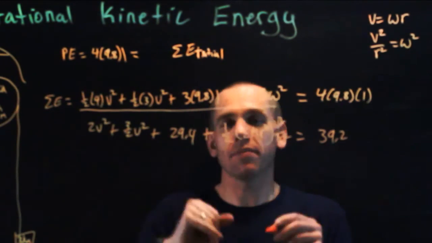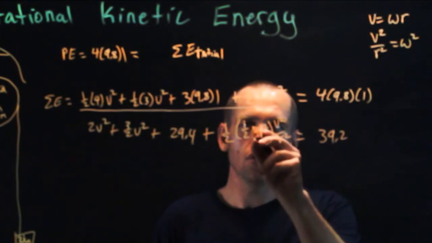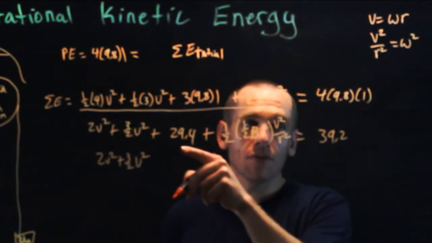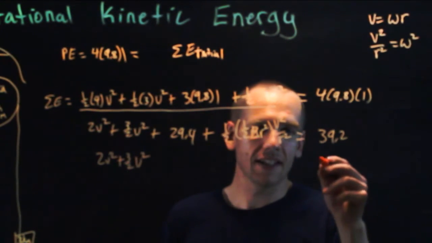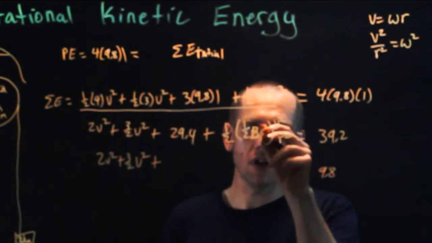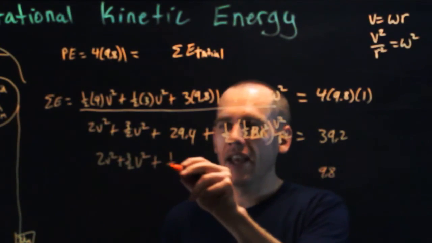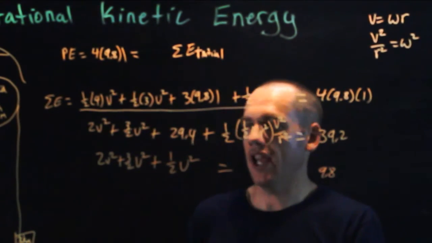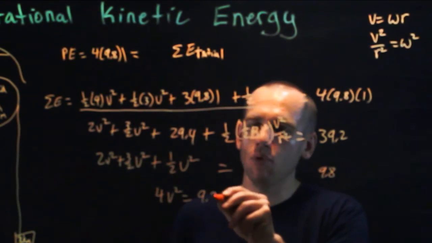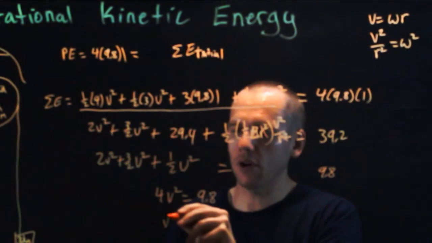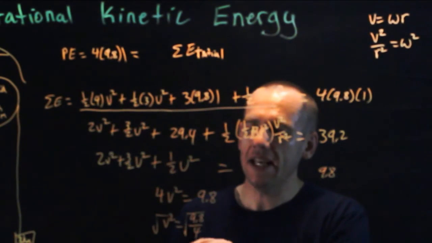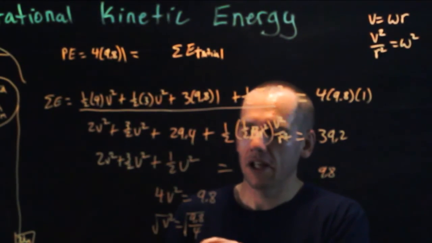Now we can collect like terms and get rid of some stuff. Oh, and I know the mass of that wheel. The mass of that wheel is 2, so I'm going to put that 2 in there. So 2v squared plus 3/2 v squared. I can subtract this 29.4 over, and that's going to get me 9.8. Plus 1/2 of 2, the r squareds cancel, 1/2 of 2 is 1, so plus 1/2 v squared equals my 9.8. So I have 1/2 plus 3/2, which is 2, so I have 4 v squared equals 9.8, and I can divide both sides by 4, get v squared equals 9.8 over 4, and then square root that and get v is equal to the square root of 9.8 over 4.